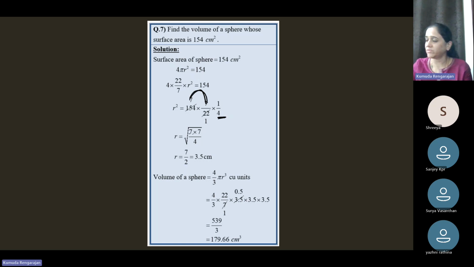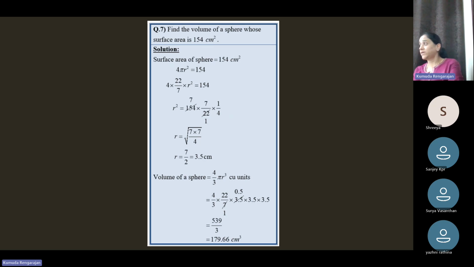r is equal to square root of 7 into 7 by 4. So from 2 sevens, 1 seven comes out, and square root of 4 is 2. So r is equal to 3.5. Now you have the value for r. 4 by 3 pi r cube is the volume. r is 3.5, and this is the volume. All right.